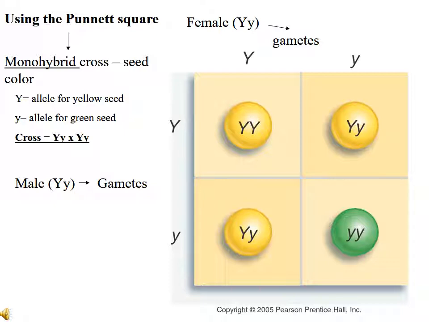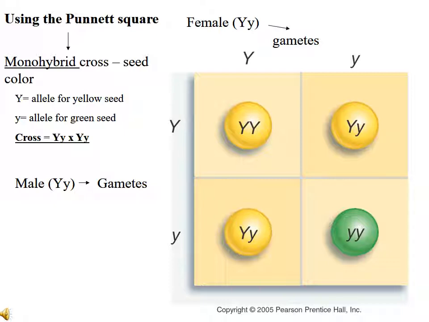This is going to be a little bit different in the sense that we're going to be doing a monohybrid cross and learning how to do the Punnett square. The Punnett square, as you can see, is a square designed to show you how gametes combine and the probability of the combination that might take place. To start with, in a monohybrid cross, the big Y represents alleles for yellow seed. The little Y represents alleles for green seed.